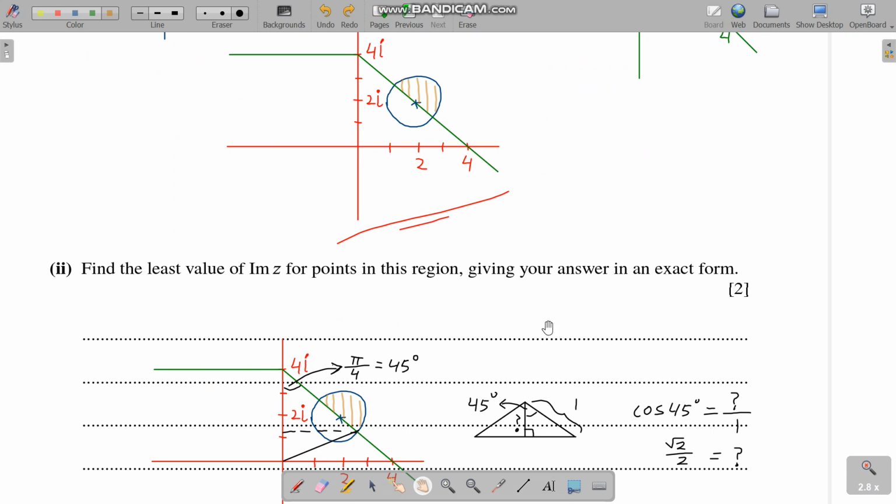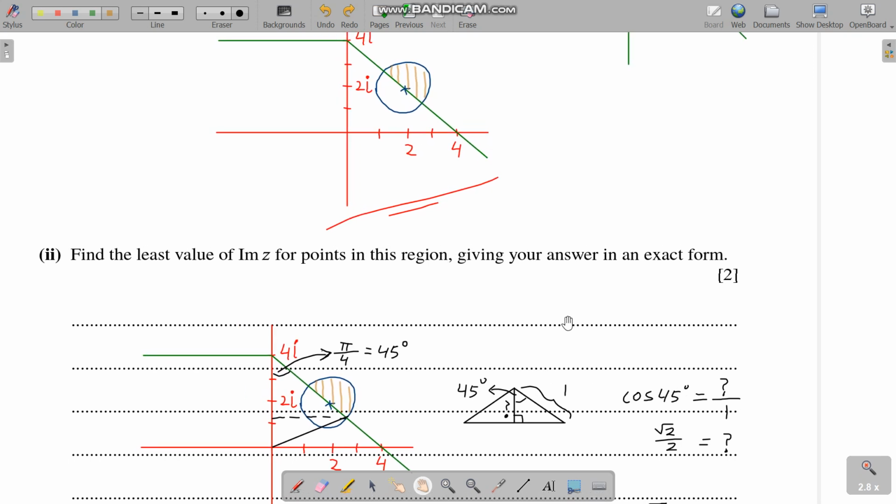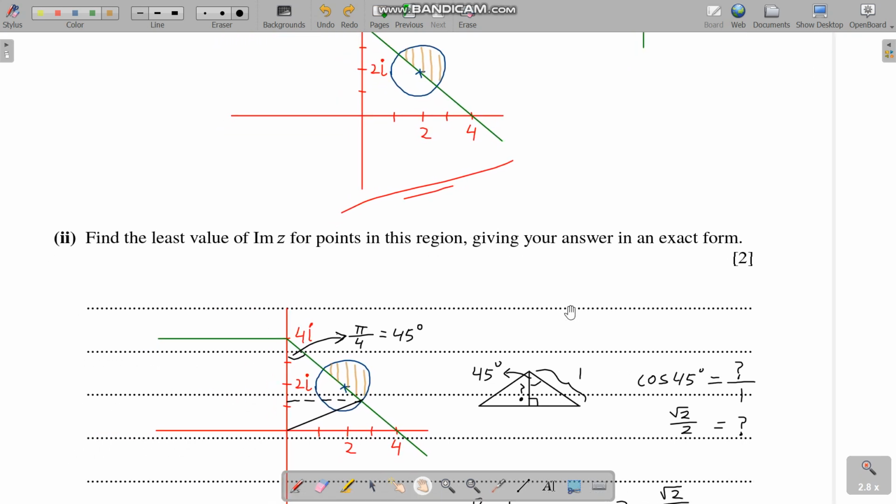The least value of the imaginary part of z. Imaginary means the y value. So we need to find this y value here. z is a line from the origin to any point on the circle. So this is z. It can be anywhere here, but for the least value of the imaginary part of z, the lowest y value, that will be exactly here. So this is what we need to find.